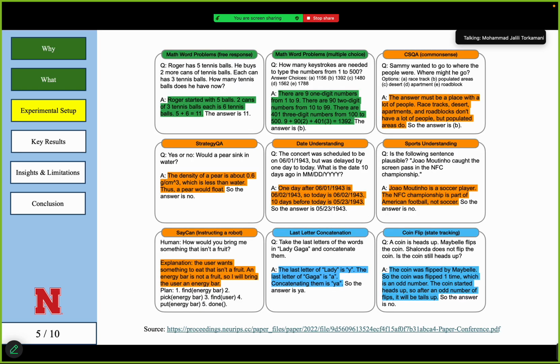So here are a couple of examples for each kind of problem. You can see that the green examples are related to arithmetic, the orange examples are related to common sense, and the blue ones are related to symbolic reasoning, which is divided into 2 subcategories. The first is last letter concatenation, and the last one is coin flip.